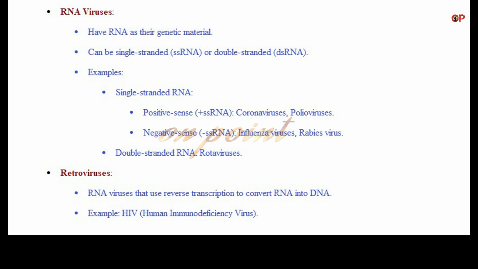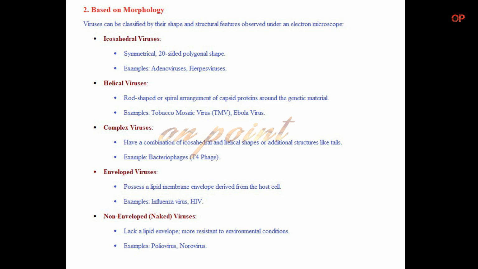Retroviruses. RNA viruses that use reverse transcription to convert RNA into DNA. Example: HIV, human immunodeficiency virus. 2. Based on morphology. Viruses can be classified by their shape and structural features observed under an electron microscope.